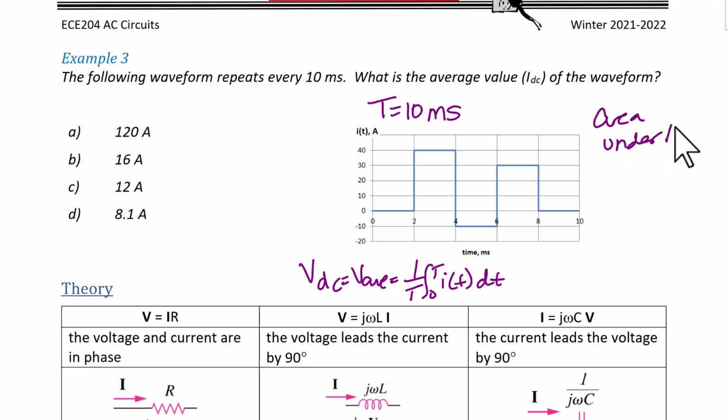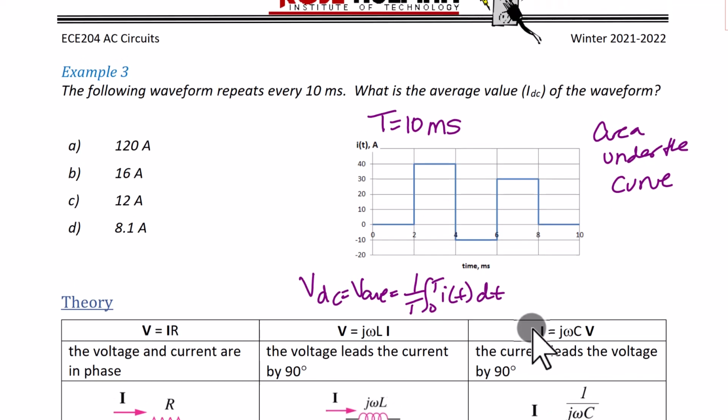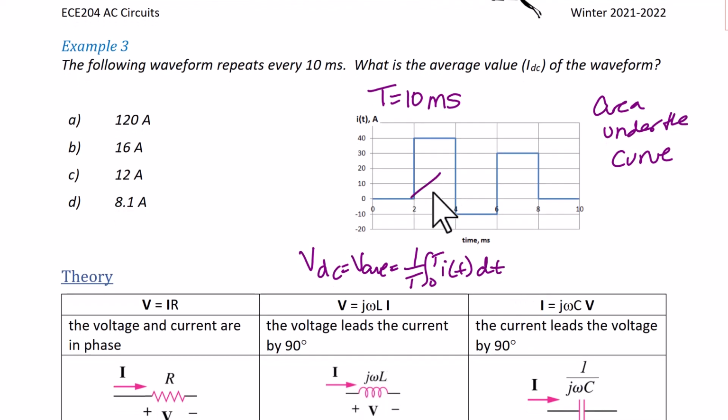Integrating a curve is the same as finding the area under the curve. So we can find the area of the first rectangle, the area of the second rectangle, and the area of the third rectangle, add them together, and then divide by the period, and that would be the same as finding the average value.